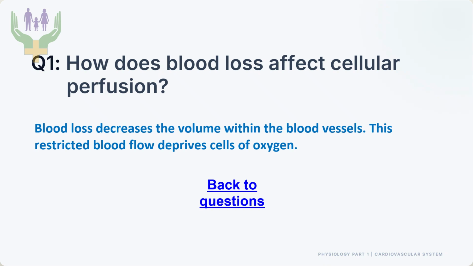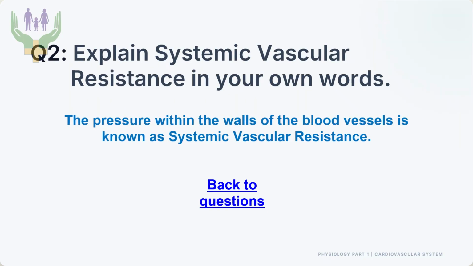How does blood loss affect cellular perfusion? Blood loss decreases the volume within the blood vessels. This restricted blood flow deprives cells of oxygen. Explain systemic vascular resistance in your own words. The pressure within the walls of the blood vessels is known as systemic vascular resistance.